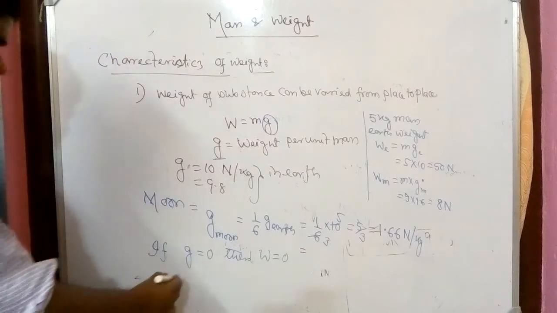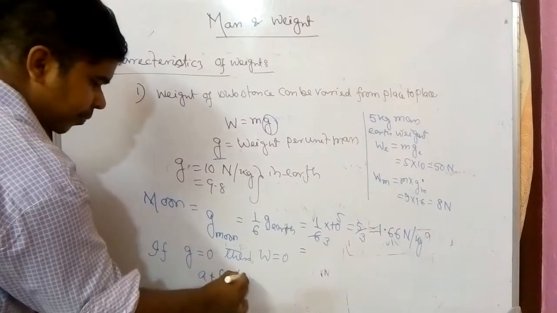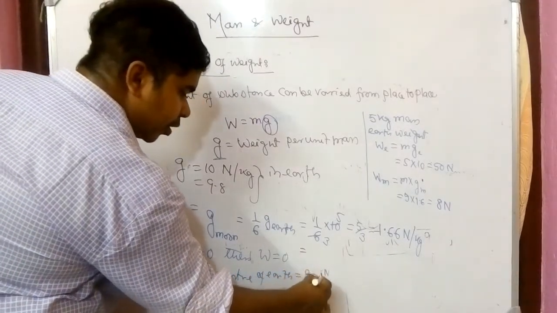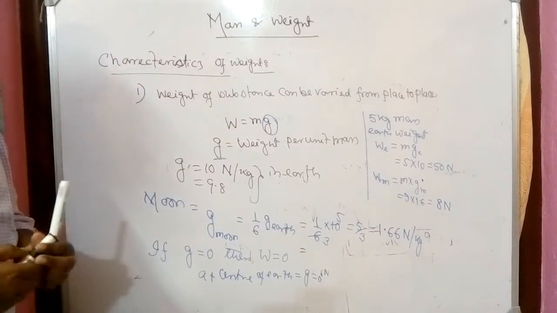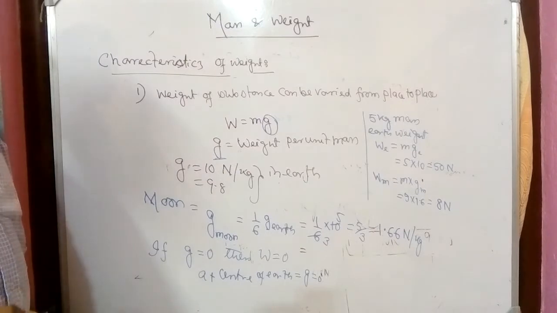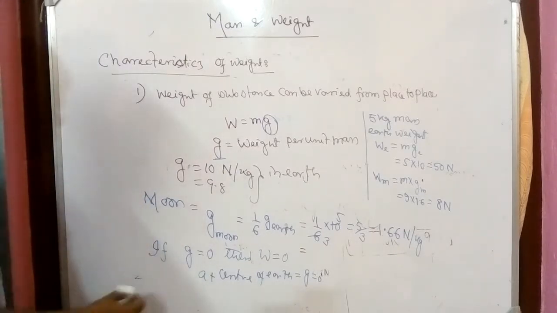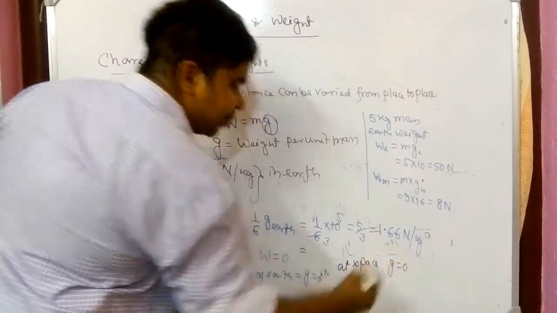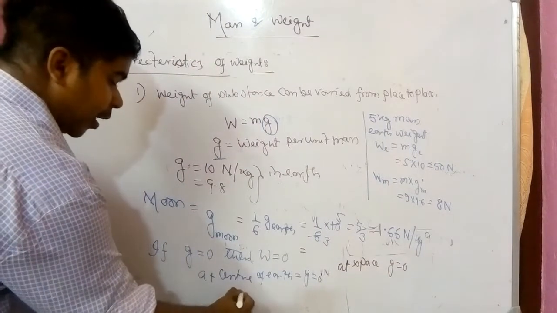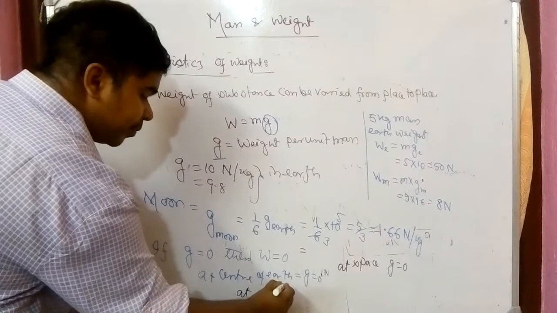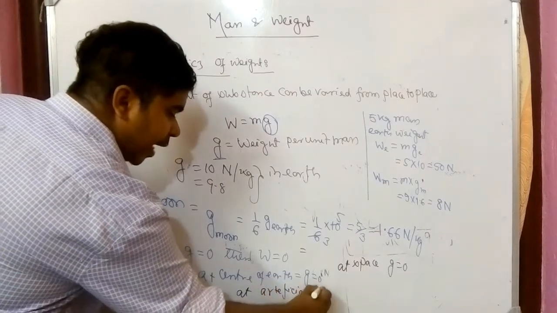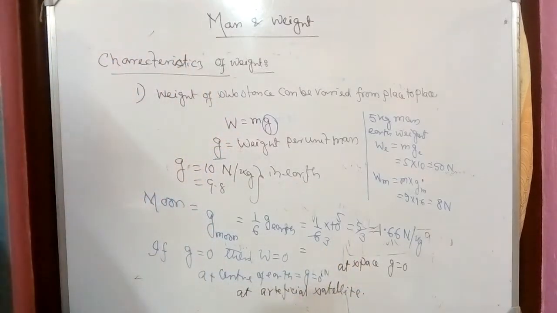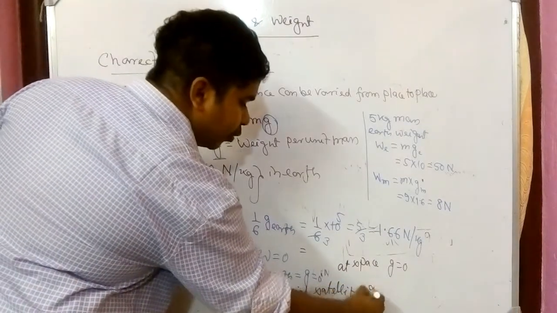Not only that, at the center of the earth, g equals 0. If you go to the center of the earth, the force is 0 there, so there also the weight will be 0. We can write at space g equals 0. And not only that, at an artificial satellite also the value of g will be 0.